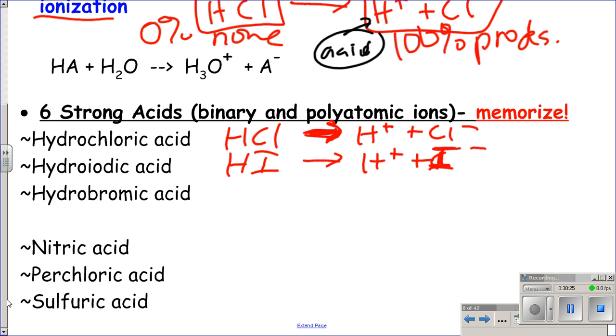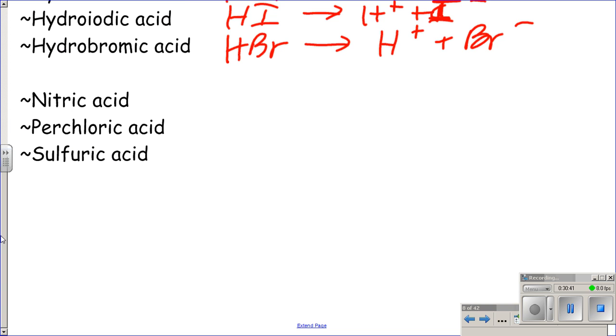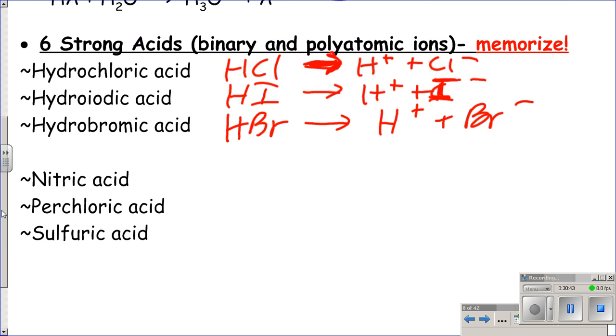Next, HBr. Hydrobromic acid ionizes. If you just want to write the formulas, I know you guys know these. We just went over a lot of these, so you don't have to write everything down. Nitric acid, HNO3. How do you know that?